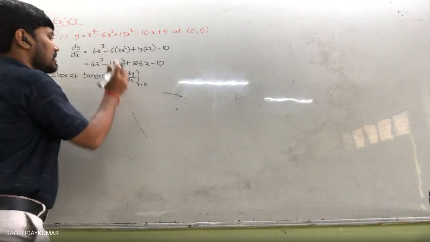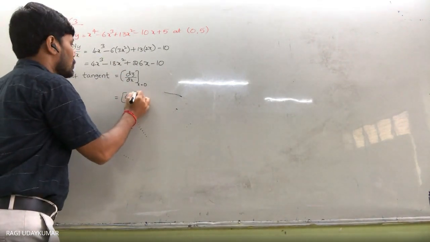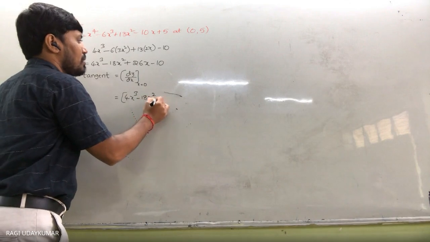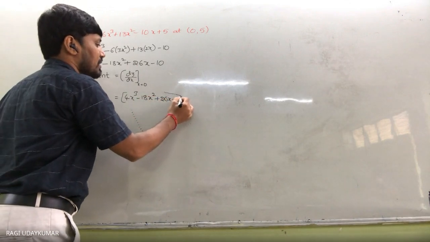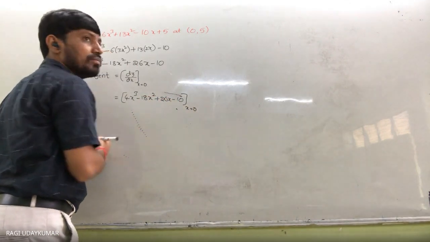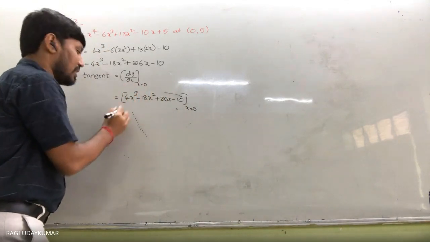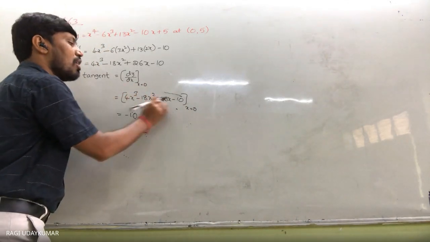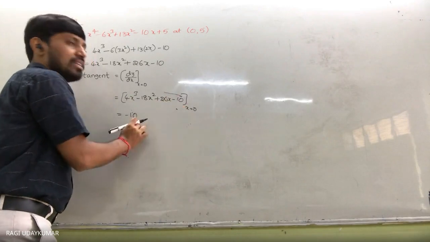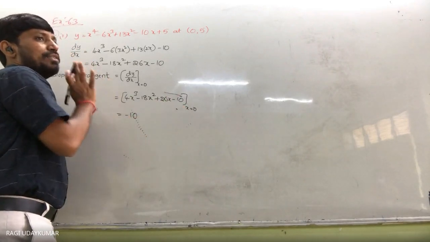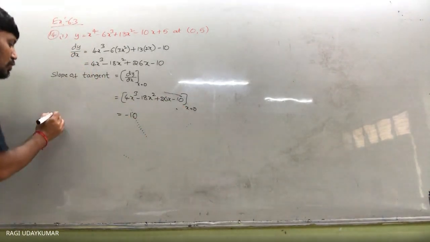So dy by dx is 4x cube minus 18x square plus 26x minus 10 at x equal to 0. That means substitute the x value 0. What do we get? All these terms become 0, leaving minus 10. So minus 10 is the slope of the tangent. Okay. Slope of the normal.